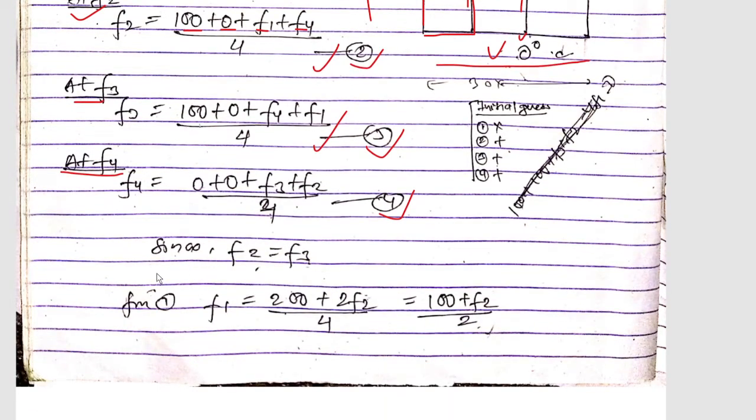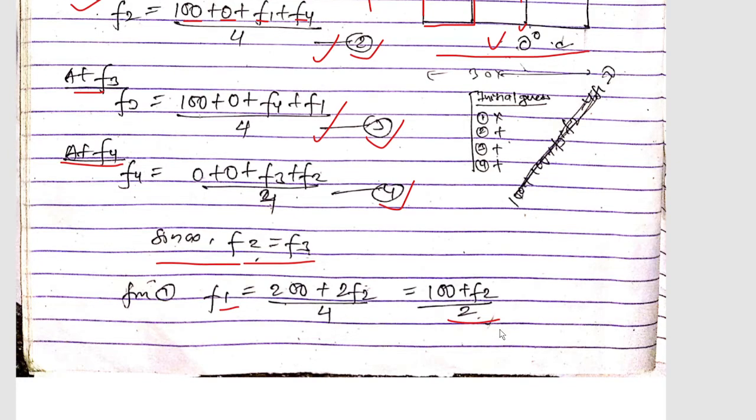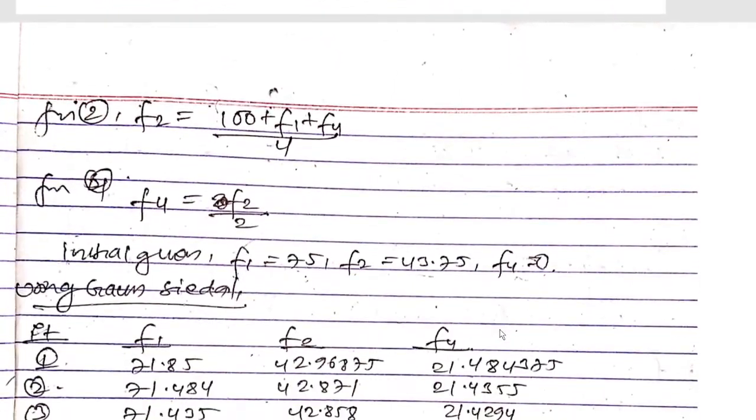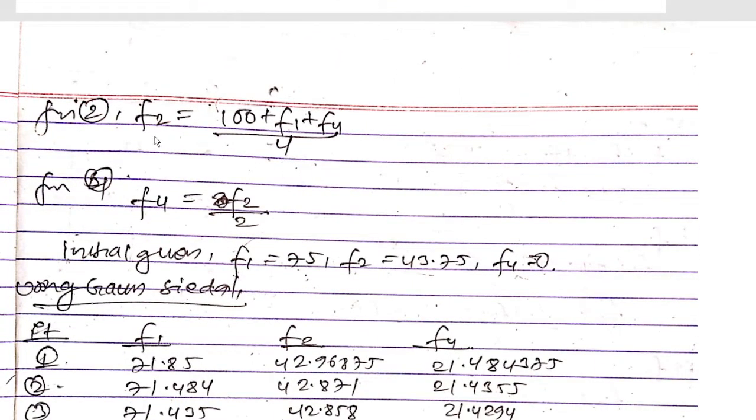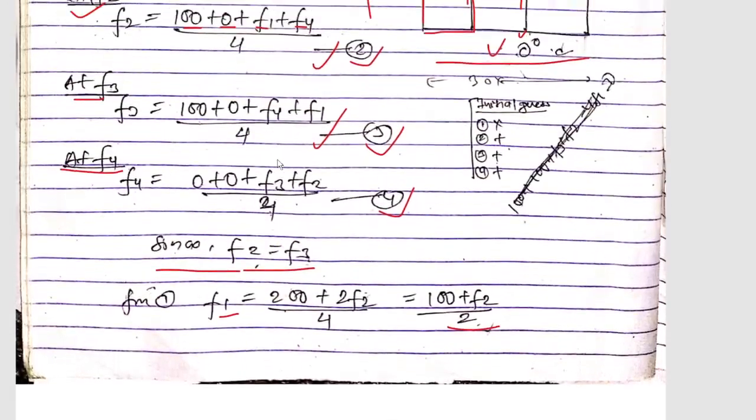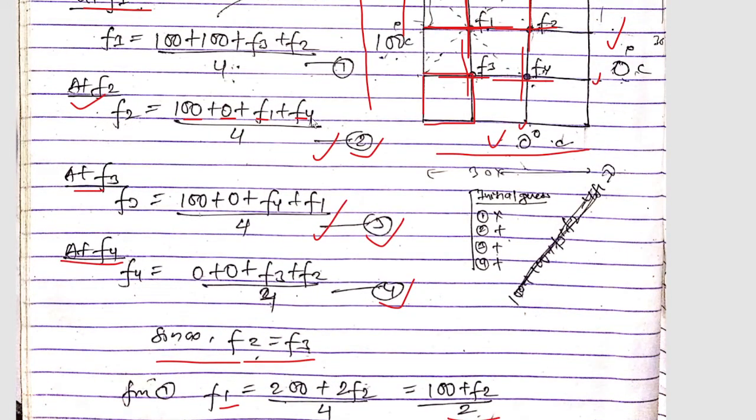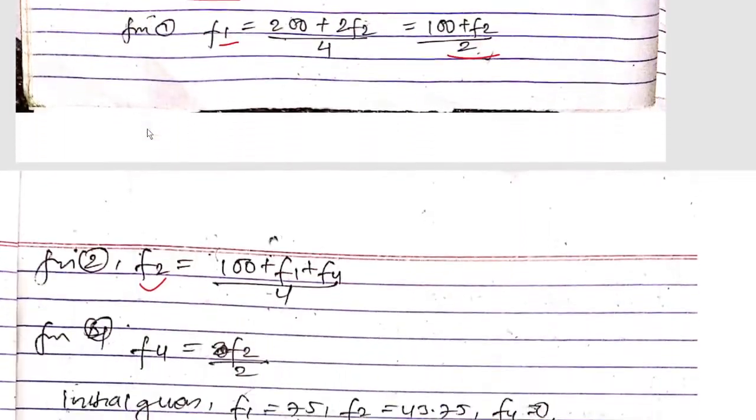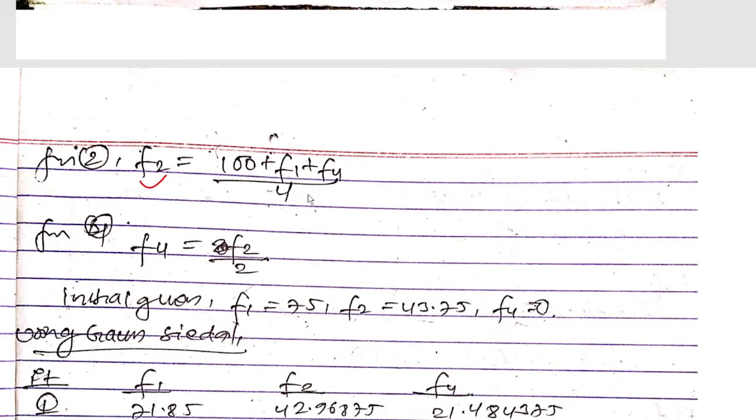So here I have written, since f2 is equal to f3, if you solve, we will get the value of f1 as 100 plus f2 upon 2. And now here we have f2. From equation 2 we can use the value of f2 as 100 plus f1 plus f4 upon 4, since here we have equation 2 as 100 plus 0 plus f1 plus f4 upon 4. So from this, if you use the value of f2, here we have f2 is equal to 100 plus f1 plus f3 upon 4.